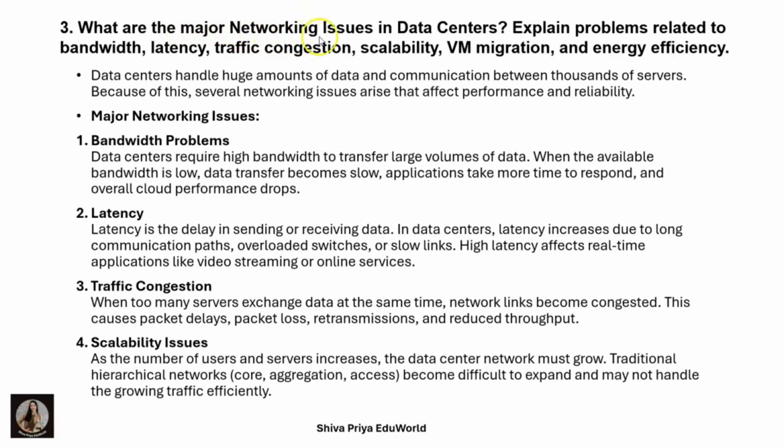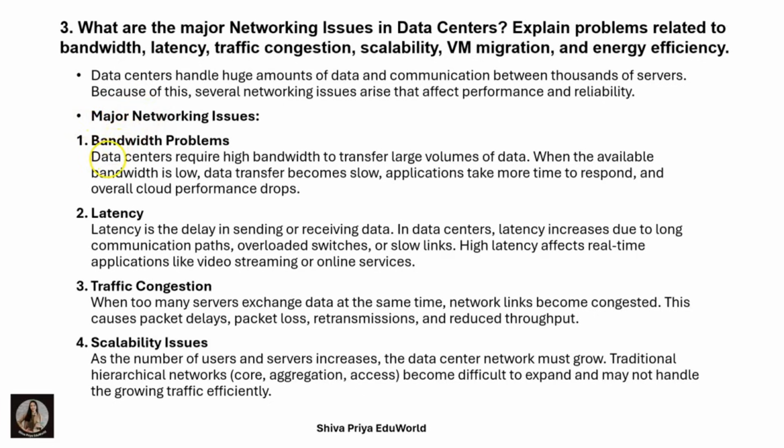What are the major networking issues in data centers? Explain the problems related to bandwidth, latency, traffic congestion, scalability, VM migration, and energy efficiency. Here, the major networking issues in data centers are bandwidth, latency, traffic congestion, scalability. They have told you, right? These are the major networking issues. Data center handles huge amounts of data and communication between thousands of servers, as I told you. Because of this, several networking issues arise that affect performance and reliability.